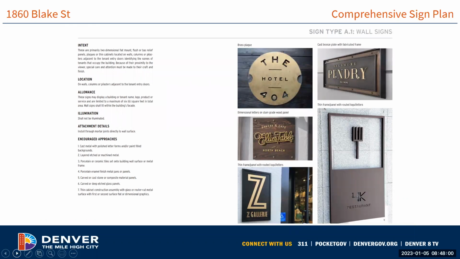So wall signs for this property are proposed as A1 in this package and in red. Wall signs are limited to a maximum of 6 square feet in area, will be of high quality materials and limited to a maximum depth of 3.5 inches. No illumination is proposed for these signs.